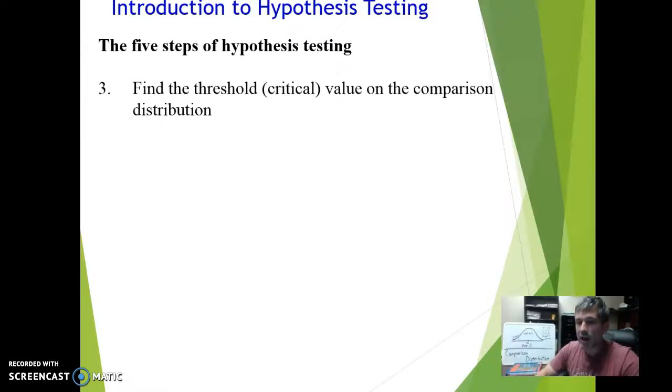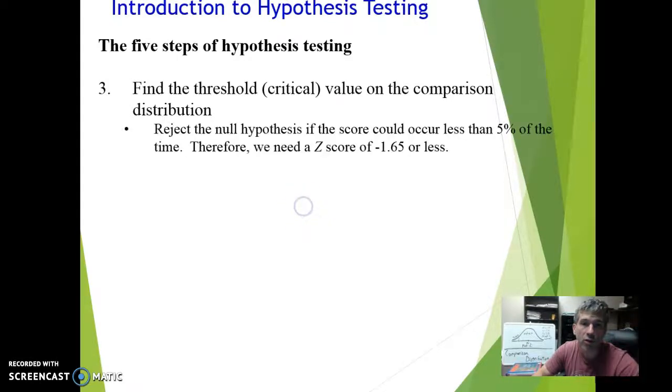And if it's anywhere in that other 95% of the distribution, we're going to retain the null or fail to reject it. Okay, so how do we figure out if a score is in that region of rejection or not? We need that threshold or critical value.